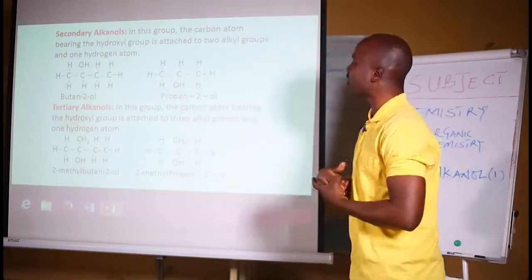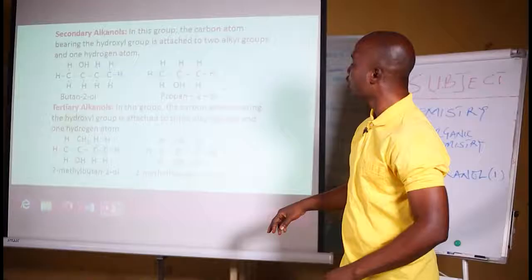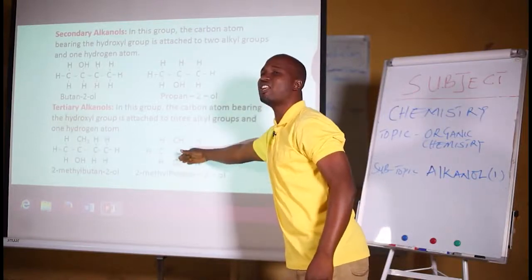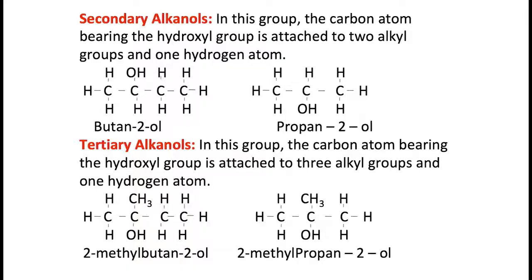The last one is tertiary alkanol. In the tertiary alkanol, the carbon atom that is carrying the OH group, as you can see here, is bonded to 3 carbons, 1, 2, and 3, or is bonded to 3 alkyl groups, 1, 2, and 3, or in other words, is bonded to no hydrogen atom. You see that in tertiary alkanol, the carbon atom with the OH group is not bonded to any hydrogen atoms. So that's how you can identify your tertiary alkanol as 2-methyl propan-2-ol as we proceed.